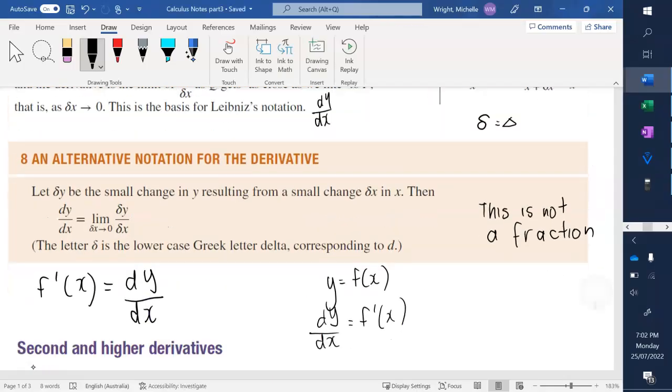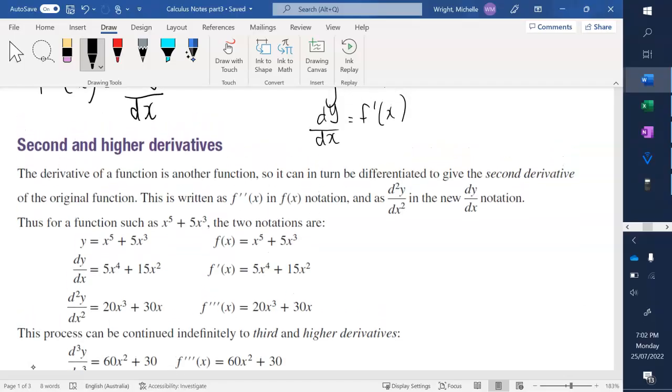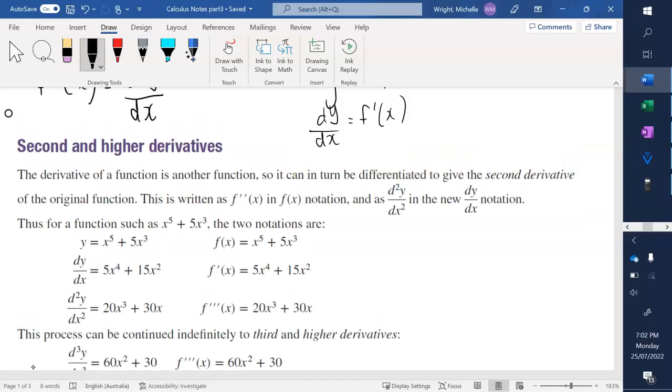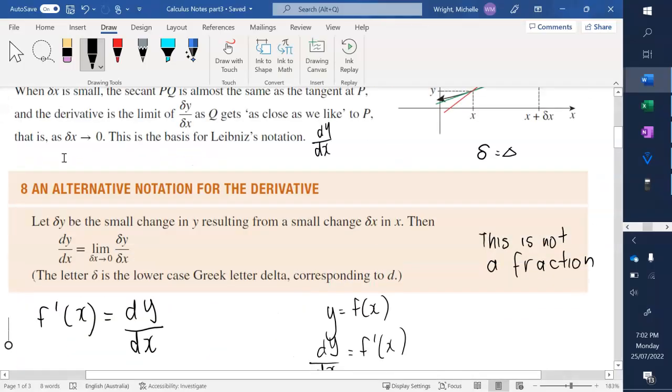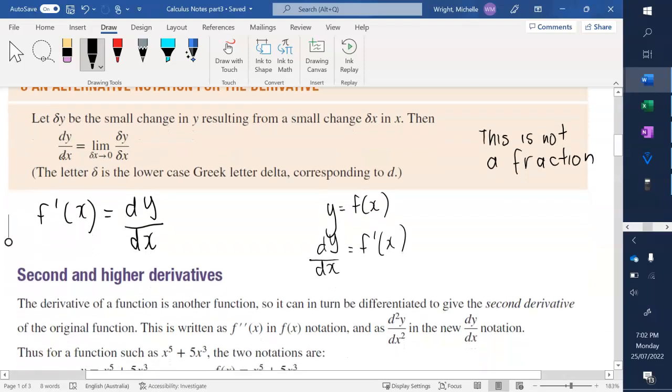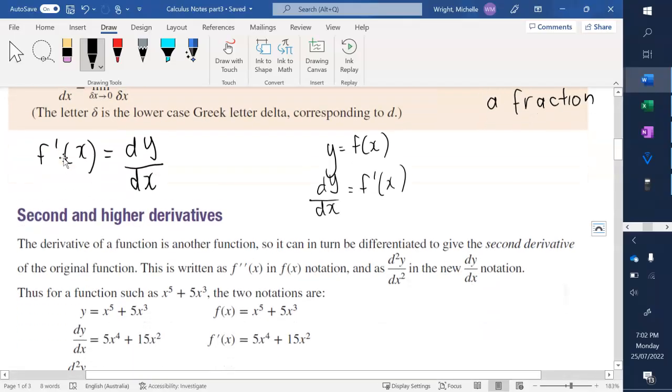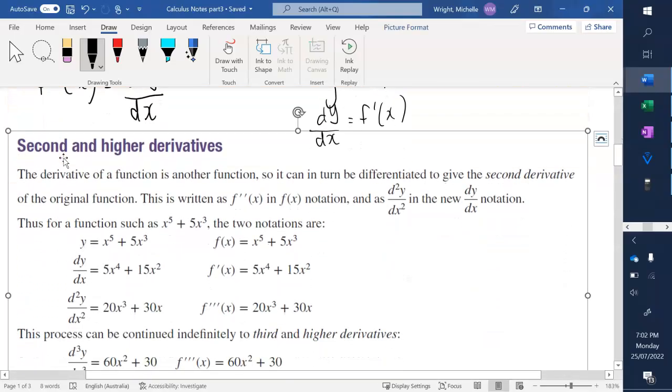Okay, going down a little bit further here, it talks about second and higher derivatives. Now, I know a few of you have picked me up in class talking about this f dash of x here as the first derivative. And I've said, well, we are going to look at second derivatives and so on. So this is where we're just going to talk about it. We're not going to look at what it means, but just to let you know that it can happen.